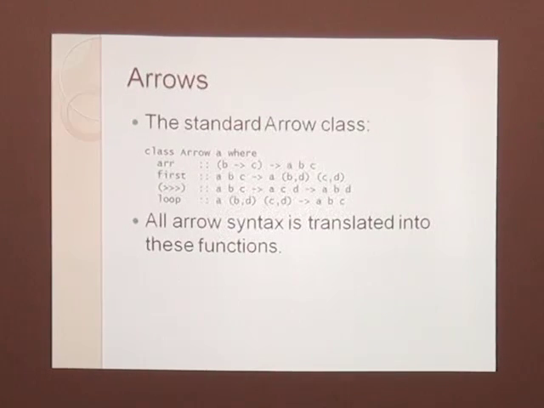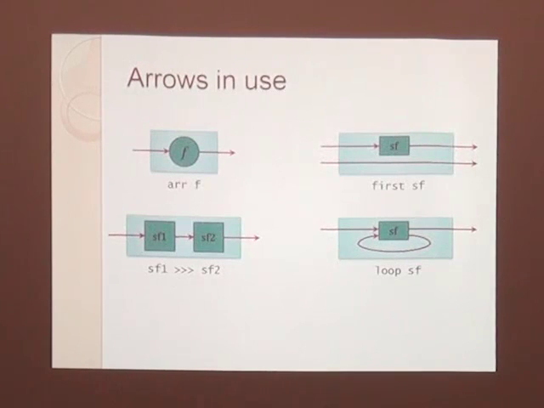Without looking at the type signatures, if we look at this slide, we can see how they work. arr is a function that lifts a regular function into a signal function. first will take a pair and apply your signal function to the first part of the pair. This is compose, and it takes a value, puts it to the first signal function, and then the second one, and outputs it. And then loop is like fix, but for arrows. It kind of loops through a secondary parameter.